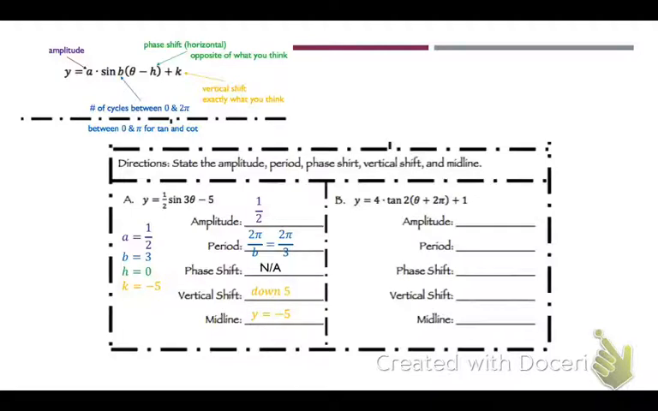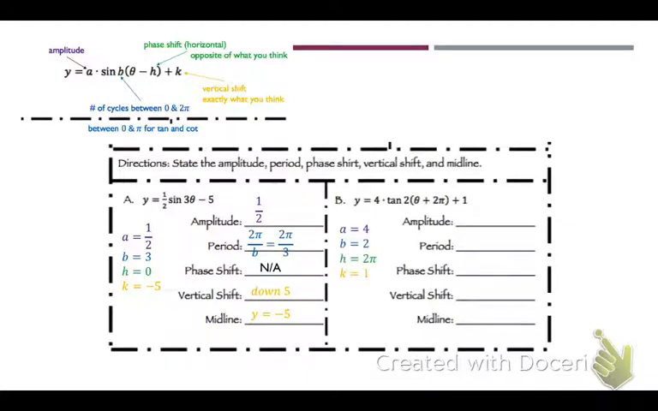So whatever k equals, that's your midline. But instead of k equals, it'll be y equals. So if k equaled 4, my midline would be y equals 4. If k equaled 1/3, my midline would be y equals 1/3. Okay? Let's look at B.